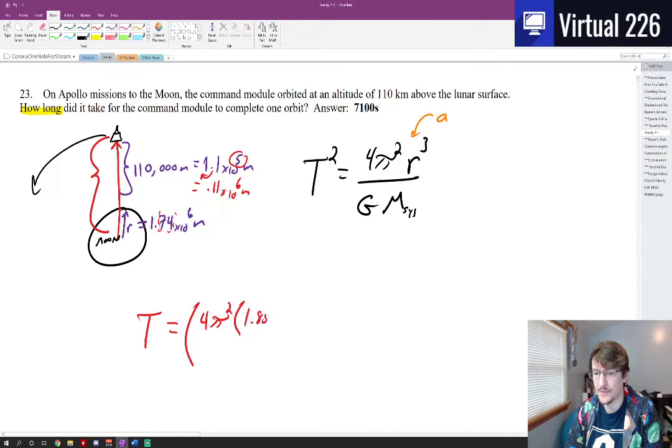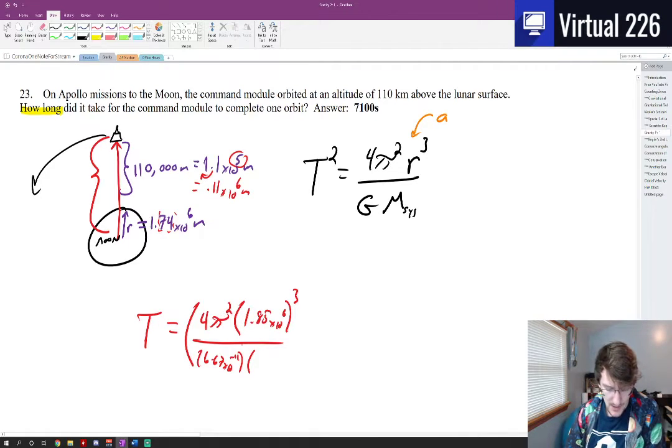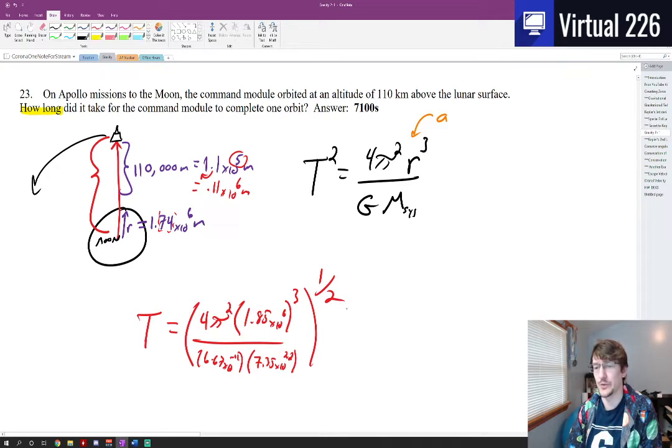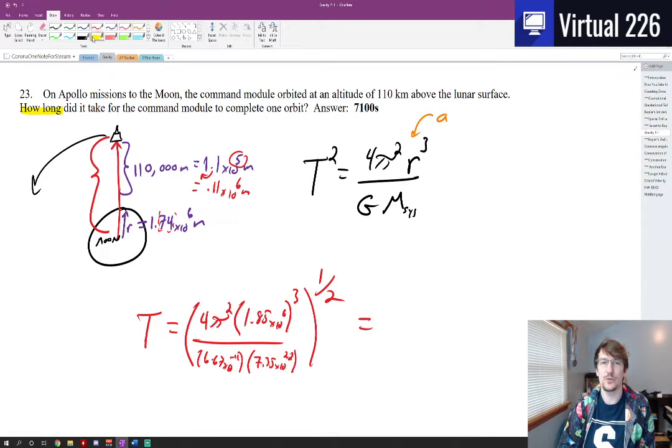So that's 1.85 times 10 to the 6th as the total distance, cubed, divided by G, which is 6.67 times 10 to the negative 11th, and then the mass of the moon, which from our handy equation sheet is 7.35 times 10 to the 22nd. And this is all to the 1/2 power because we need to take the square root of it. At this point, we know our answer is going to be approximately 7,100 seconds.